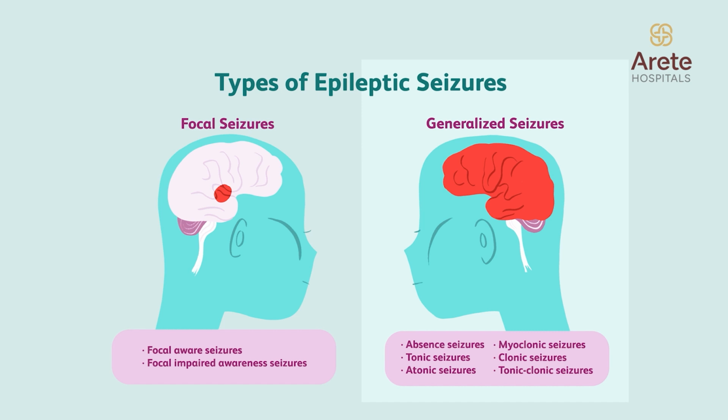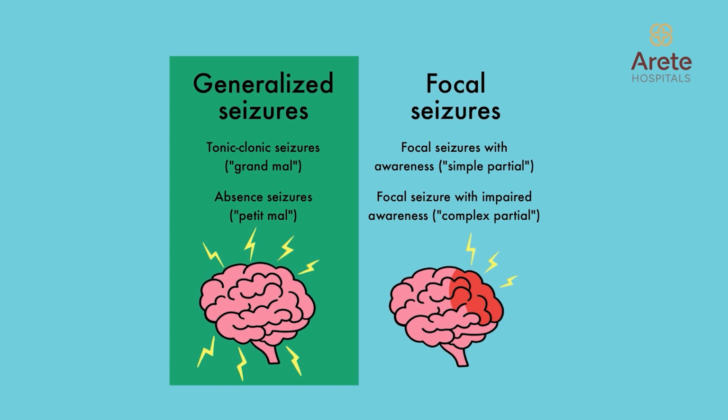We divide epilepsy into two types, focal epilepsy and generalized epilepsy. In focal epilepsy, only part of the network is involved. Focal epilepsy is divided into simple partial seizures and complex partial seizures. In simple partial seizures, there will be no loss of consciousness. Even though the patient is having a seizure, their consciousness will not be altered.